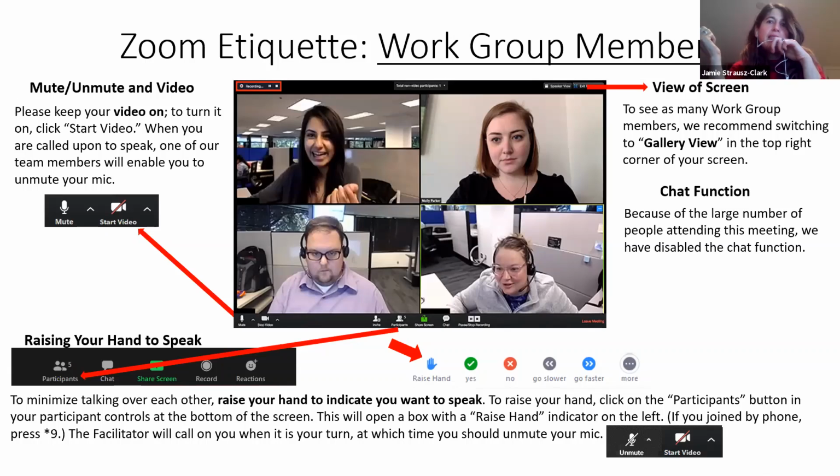We will use the raise your hand to speak function to avoid talking over each other. To access that, click on the participants toolbar at the bottom center of your screen. You'll get a new window, and you can click on the blue raise your hand button. If you joined by phone, you can do the same thing by pressing *9. And if all else fails, you can wave your hands frantically and one of us will notice you and try to call on you in order, at which time you can unmute your mic.